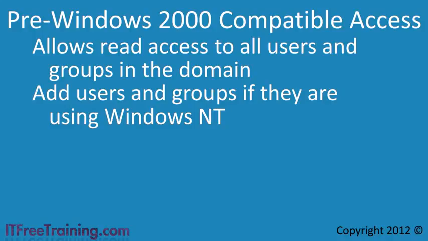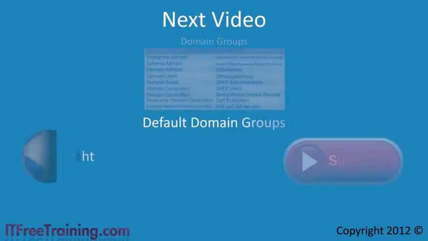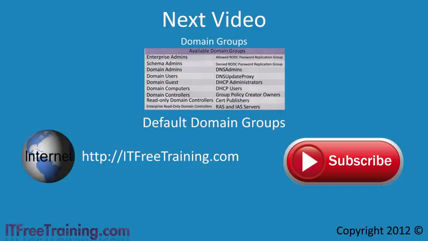That's it for the built-in groups for a domain controller and the local groups on Windows Server 2008 R2. In the next video, I will look at the domain groups that are created in Active Directory. These groups provide the backbone for access in your domain. Unlike the built-in groups that I have looked at so far, these groups provide access at the domain level.